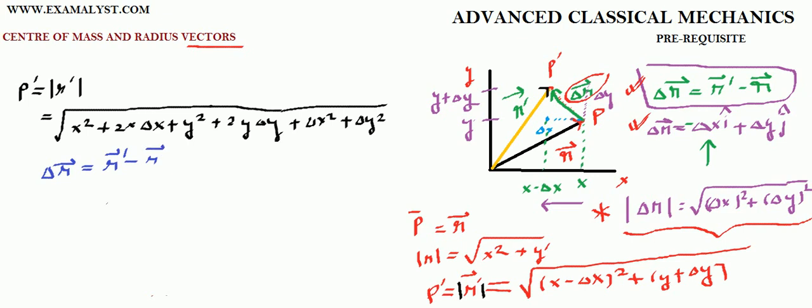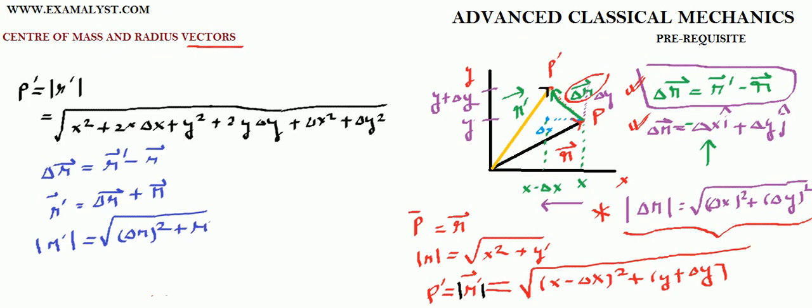So what will be r dash vector? So r dash vector can be written as delta r vector plus r vector. Okay, now what is the magnitude of r dash? The magnitude of r dash will be root over of delta r square plus r square. Agreed?